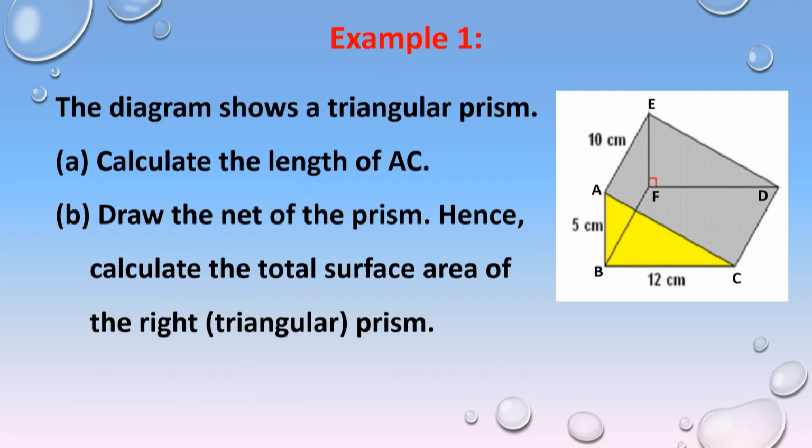First example. The diagram shows a triangular prism. Part A, calculate the length of AC. Part B, draw the net of the prism. Hence, calculate the total surface area of the right triangular prism. So you can see here that we have a right angle triangle as cross section.